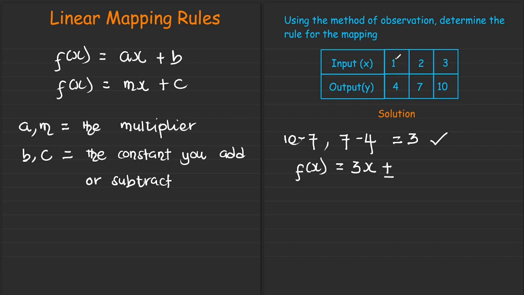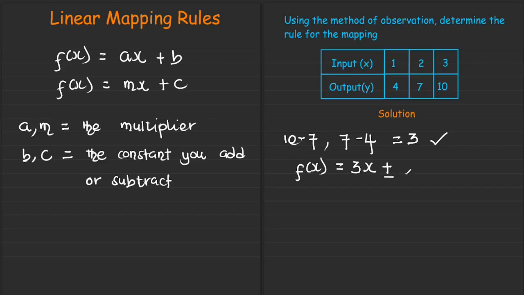So if you pick x to be 1, then we substitute it in here. 3 times 1 gives us what? 3. Now the 3, we have plus what gives us a 4? Or minus what gives us a 4?